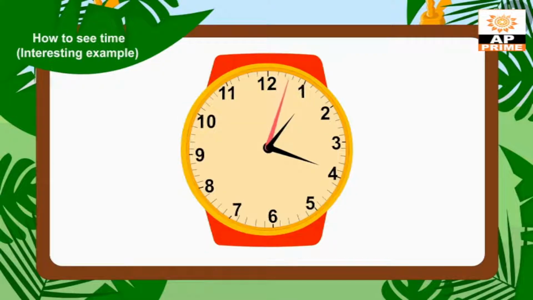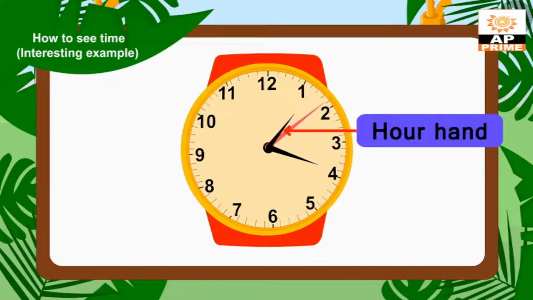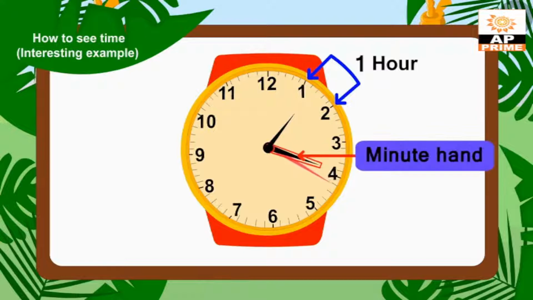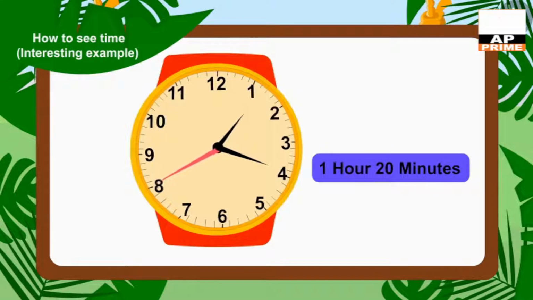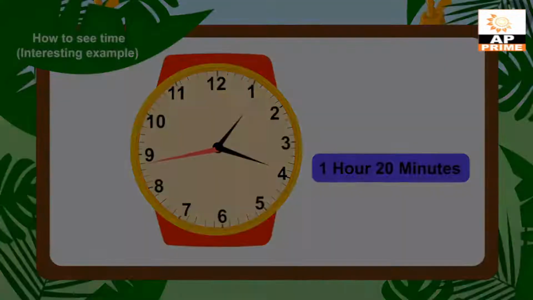Well done, children. You have found the right answer. In Chanda's watch, the hour needle is between 1 and 2. So, it's 1 hour. And the minute needle is on number 4. So, how many minutes does that make? Yes, 4 times 5 or 20 minutes. In this way, the time in Chanda's watch is 1 hour 20 minutes.